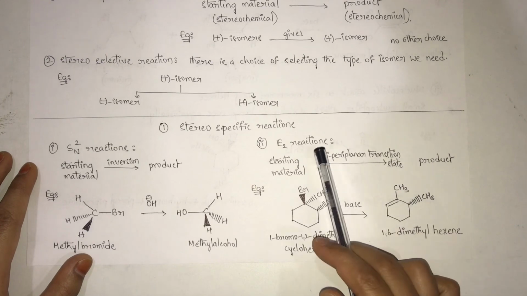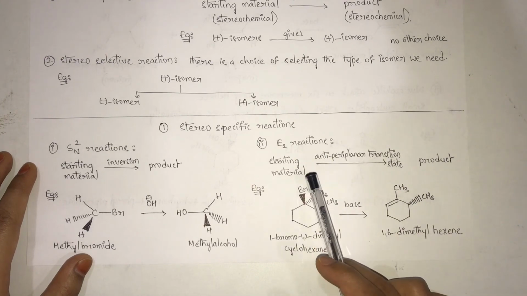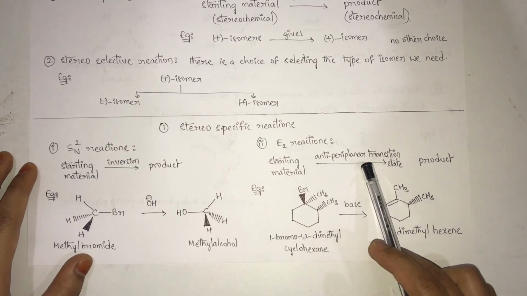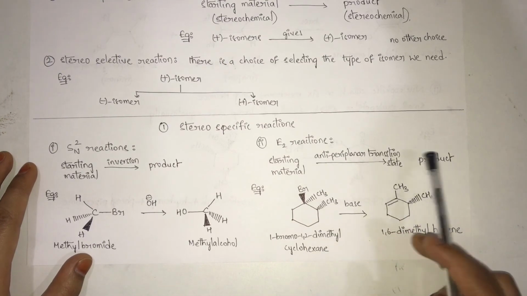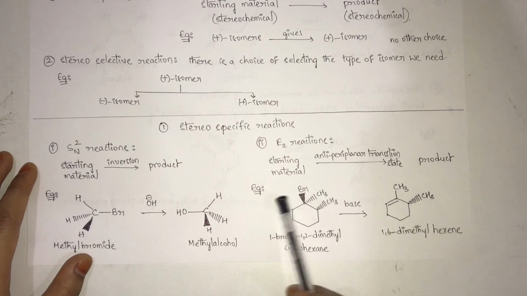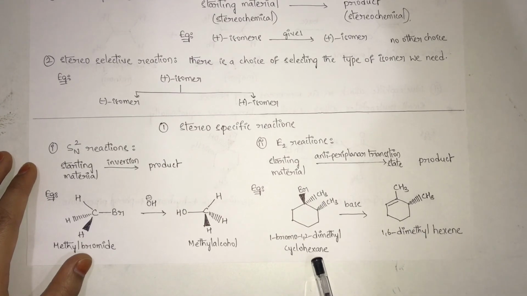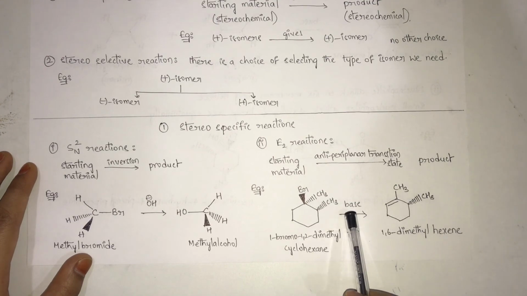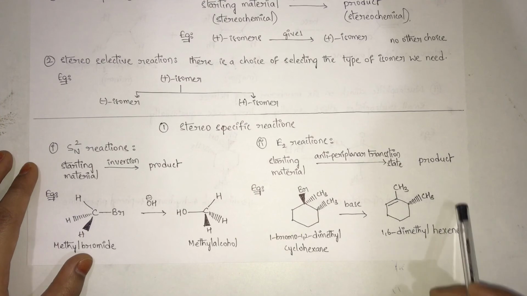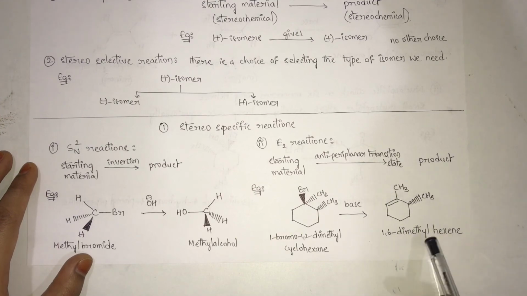Second one, E2 reactions. Here when we are taking a starting material, upon an anti-periplanar transition state, we will get a product. For example, here I am taking 1-bromo 1,2-dimethyl cyclohexane. So when we are treating with base, we will get 1,6-dimethyl cyclohexene, only one type of orientation. We don't get the other type of orientation.